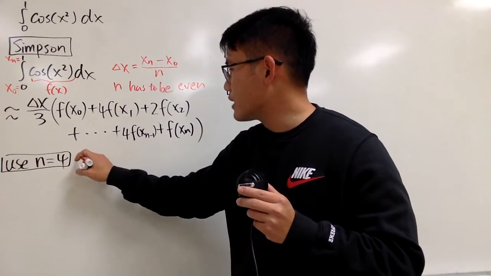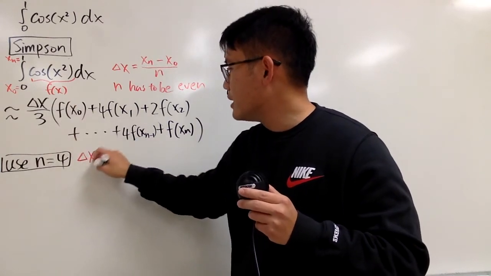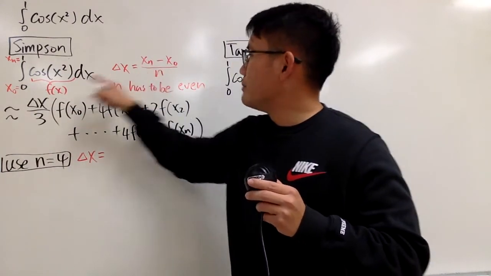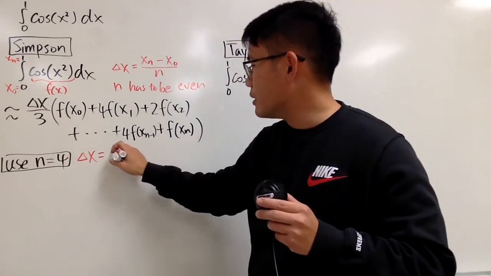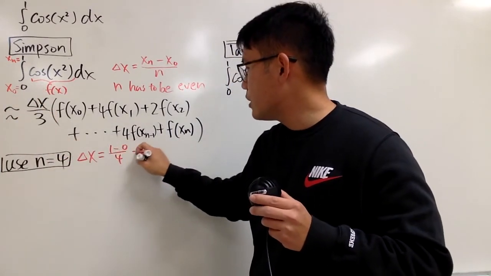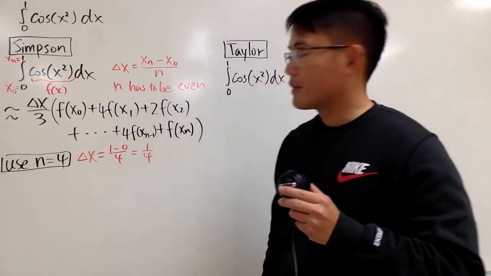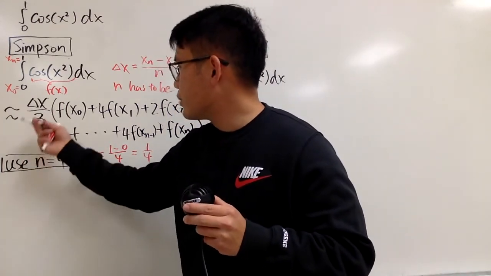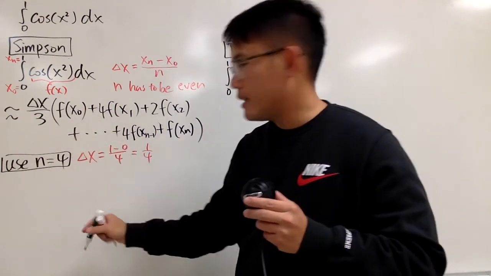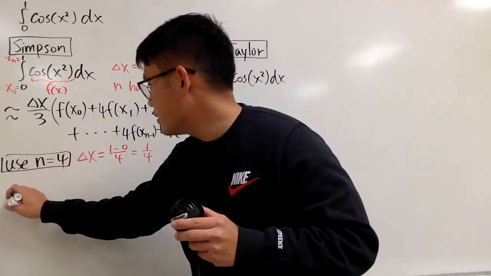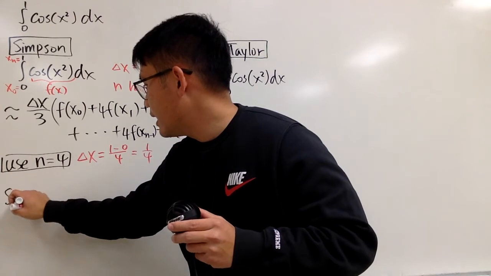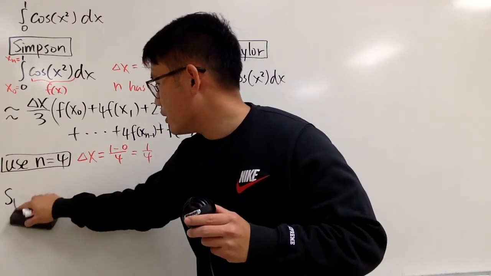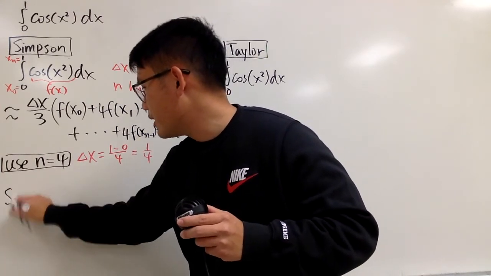So if you would like, you can just calculate delta x first. Delta x is just going to be 1 minus 0, divided by 4, so it's just 1 over 4. So that's pretty much it. And usually we'll just write this down as n. And I will just write down this right here as n, which is now 4 because we're using 4 for this.